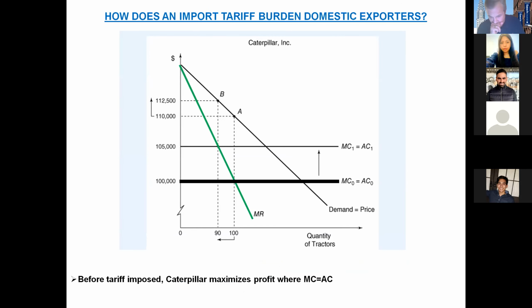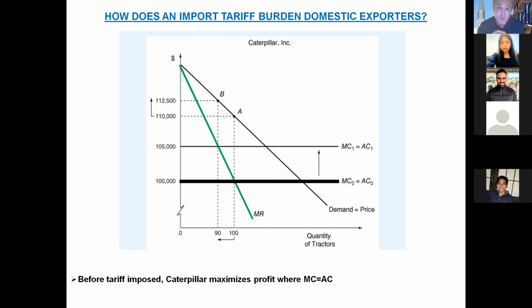So how does an import tariff affect a domestic exporter? What does this chart show us? Here's Caterpillar Inc. We know that if Caterpillar Inc. is facing higher steel costs as a result of steel tariffs on Canadian-made steel, they can either absorb it or pass the costs through to their consumers. If they pass the cost through and their consumers resist higher prices, then they're going to be selling fewer tractors.